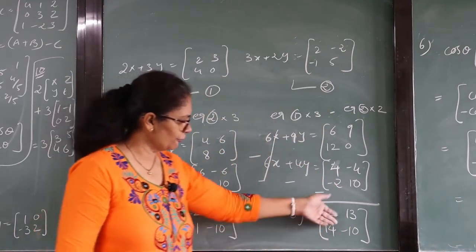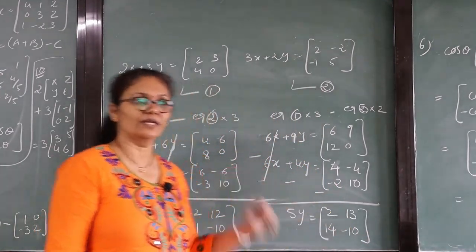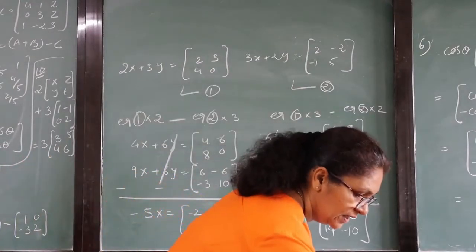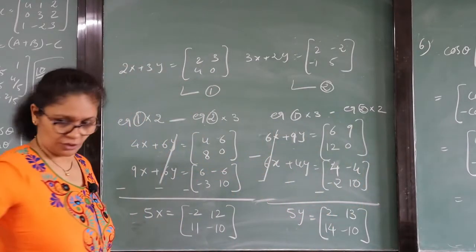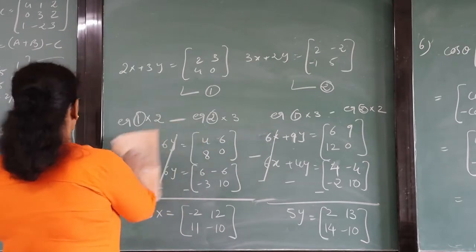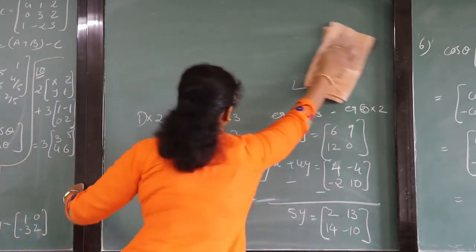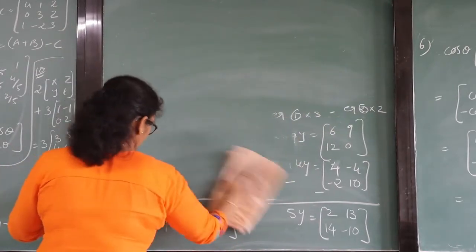Now again divide for y also by 2. So you will get your x and y. This way we can reduce the equation and we get the value of x and y. Let's see the next question.